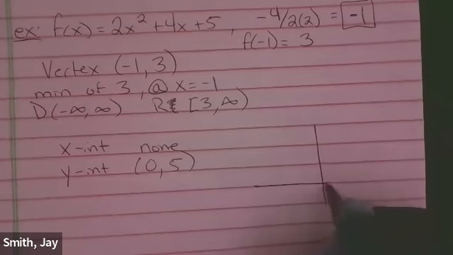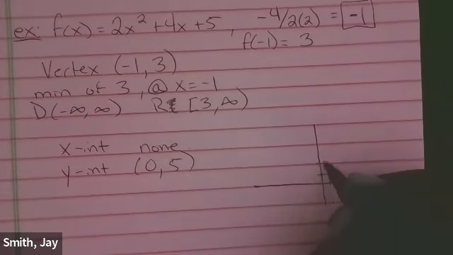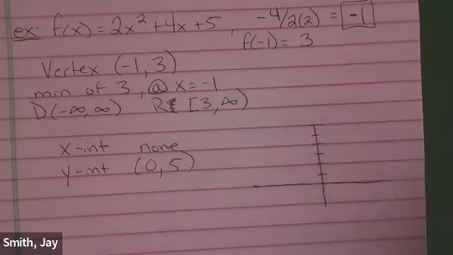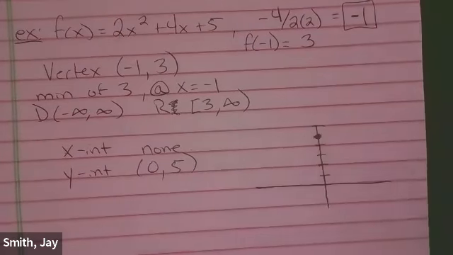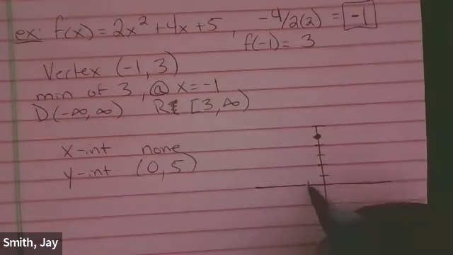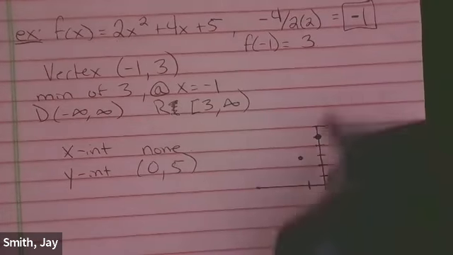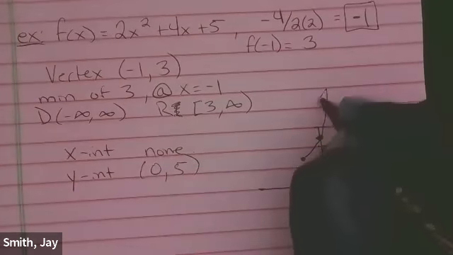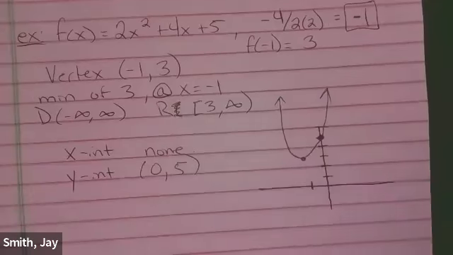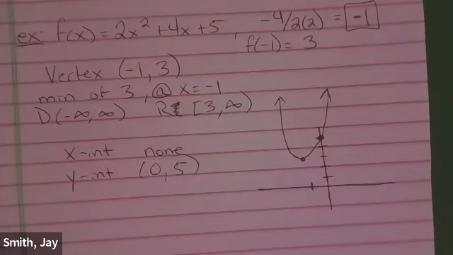Now we're sketching this graph. 0, 5, that's going to be my y-intercept. My vertex is the ordered pair -1, 3, so that's left 1 and up 3. The parabola opens upward. So you can see why we don't have any x-intercepts, because the parabola is above the x-axis and it's moving upward, so it never actually hits the x-axis itself.